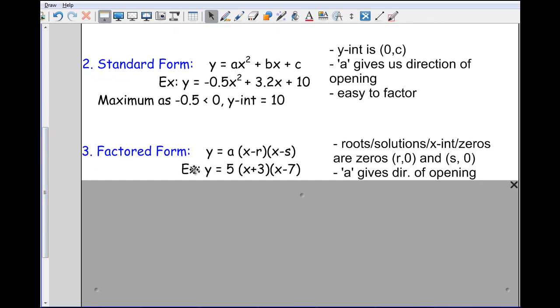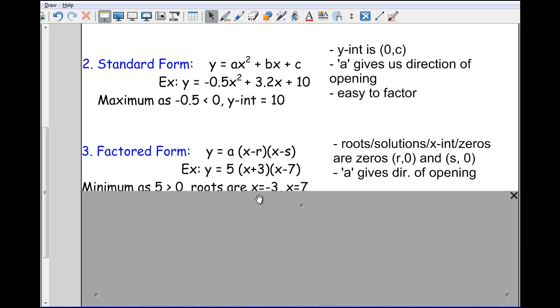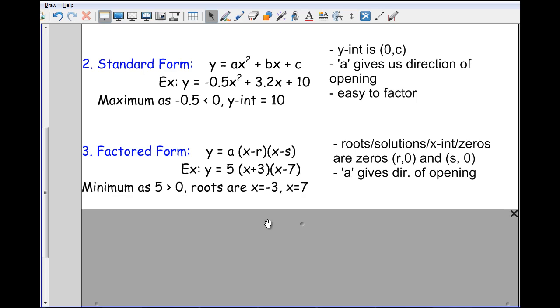The example here, y is equal to 5(x plus 3)(x minus 7). Think about that. First question, ask yourself, what are the zeros? You just have to invert the sign, and your zeros are x equals minus 3 and x equals 7. As for what direction it opens, a is 5, that's greater than 0, so we have a minimum.